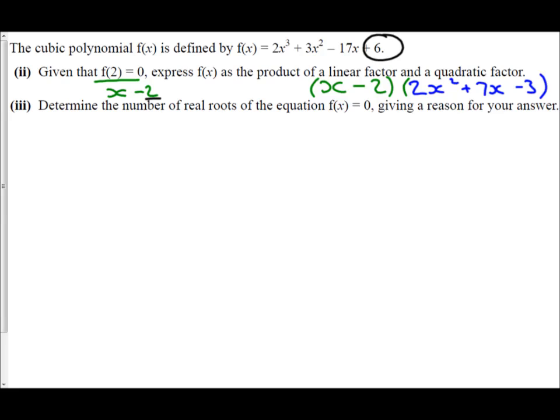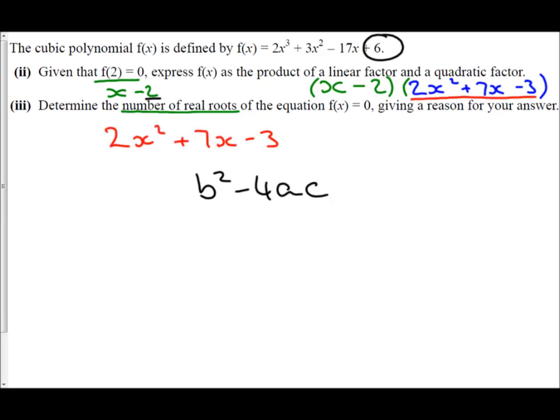Determine the number of real roots of the equation f of x equals 0, giving a reason for your answer. So we got used to, in core 1, thinking if we were asked for the number of roots, it might be a discriminant question. And we've got a quadratic, so it still might be a discriminant question. To work out the number of roots the quadratic has, I'm going to substitute in my numbers. So 49 minus 4 times a, which is 2, times c, which is minus 3.